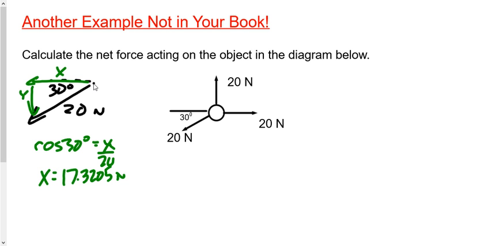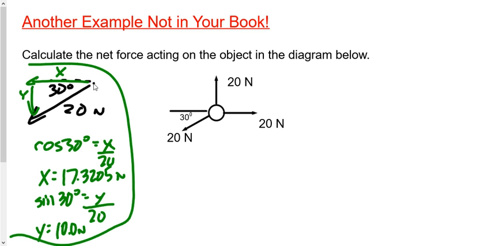Newtons. And the y component, we're going to say sine 30 degrees. It's the other one, equal to opposite over hypotenuse. Y ends up being equal to exactly 10 newtons there. So let's just box that off. And then let's go over here and do our x and y components.